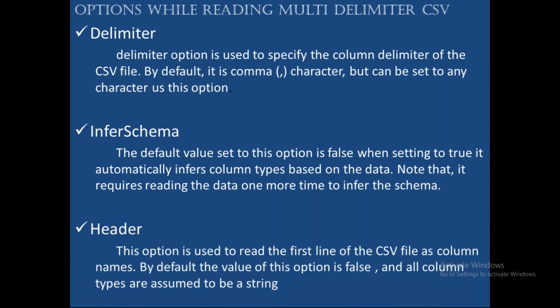This option is used to read the first line of the CSV file as column names. If you think you don't have headers in your file, you don't need to set header equal to true. If you think you have headers in your file, then you need to set it to true so that it will identify your first row as headers. Next, the syntax for reading a multi-delimiter CSV file.